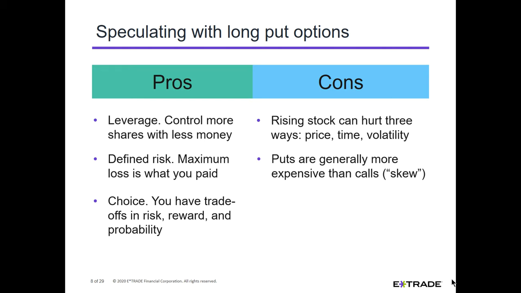Puts are also generally more expensive than calls. This is what's called skew, put skew. It comes about because in the institutional world, there's a natural demand for put buying because it's protective. So in certain circumstances, institutional managers will purchase puts to protect positions that they have. So it adds this natural demand for puts. The other side of it is that there's sort of a natural demand to sell calls because that can generate income on a portfolio. So both of those factors have a tendency to create this price skew.